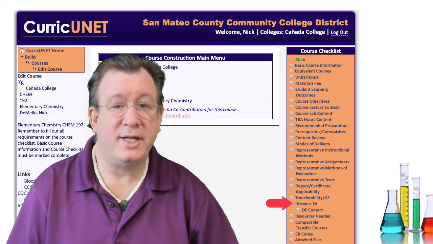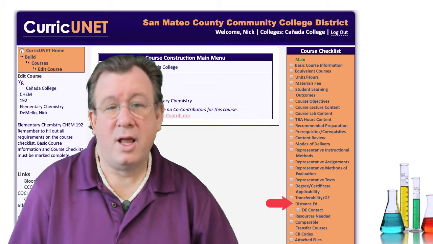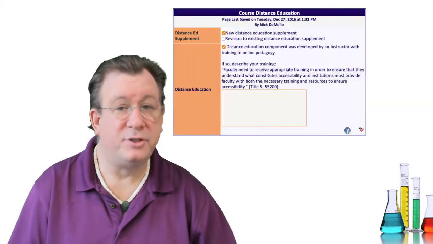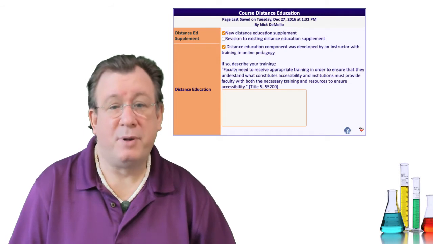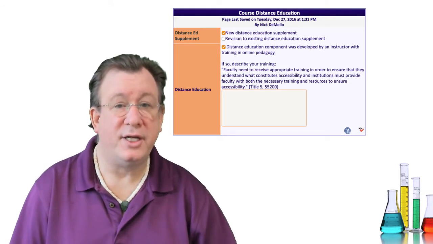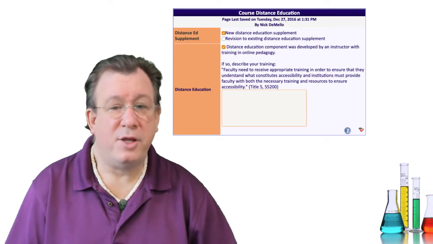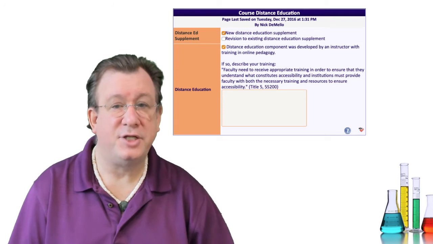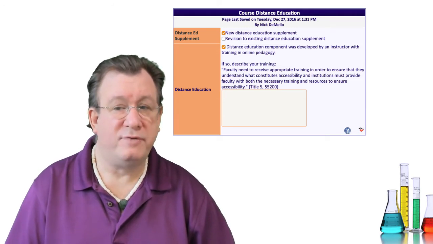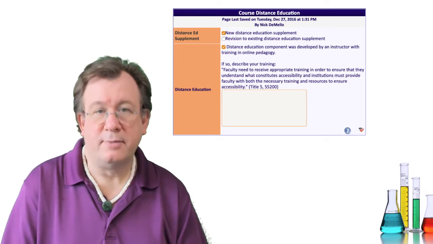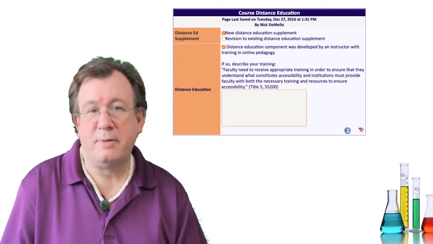You can build your DE addendum inside CurricuNet. There are 9 questions you need to answer inside of CurricuNet to build your DE addendum. The first box is just whether this is a new DE addendum or a revision of an existing supplement. The next question starts with a checkbox. You have to confirm that the distance education component of this course was developed by an instructor trained in online pedagogy. In the box underneath that, you need to make a statement.